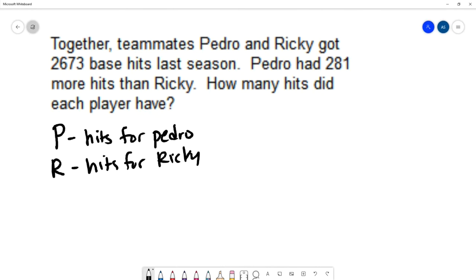And when we read this first sentence, it says, together, Pedro and Ricky got 2,673 base hits. So the word together is what indicates that if we add Pedro and Ricky's hits, we'll get 2,673. So one of our equations is the number of hits for Pedro plus the number of hits for Ricky will be 2,673.